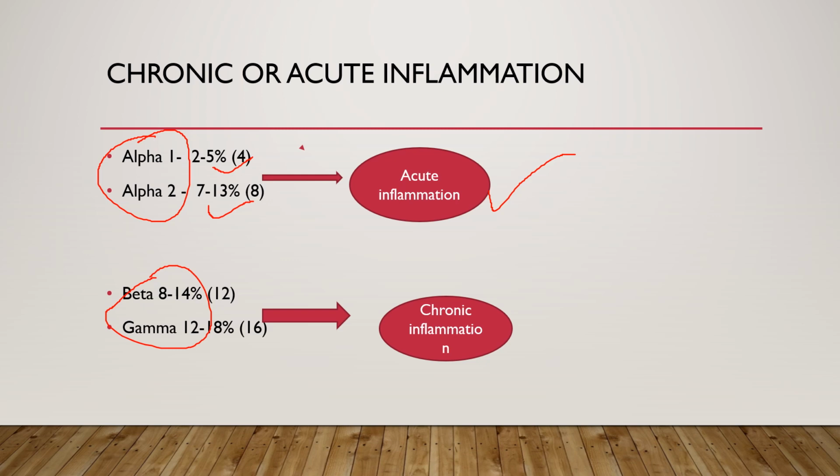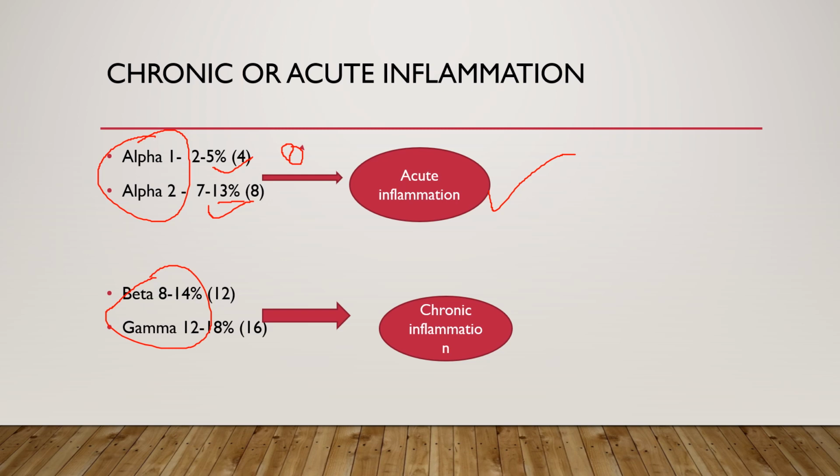Remember, we can say acute inflammation only when both values are increased. Suppose alpha 1 is 8% and alpha 2 is 13%, then we cannot say acute inflammation, because for acute inflammation both proteins, alpha 1 and alpha 2, must be increased.